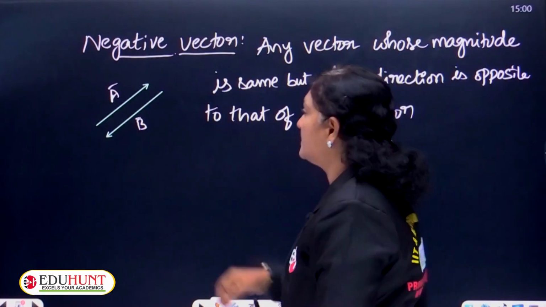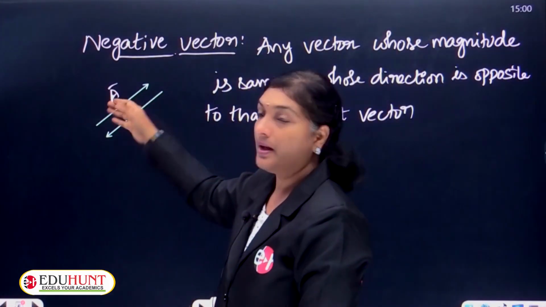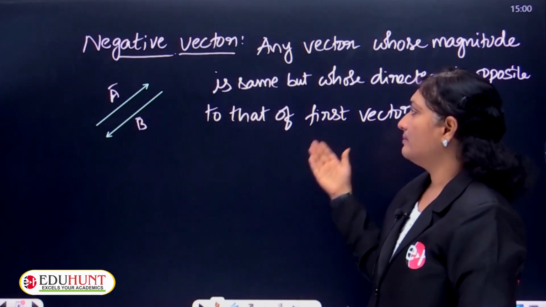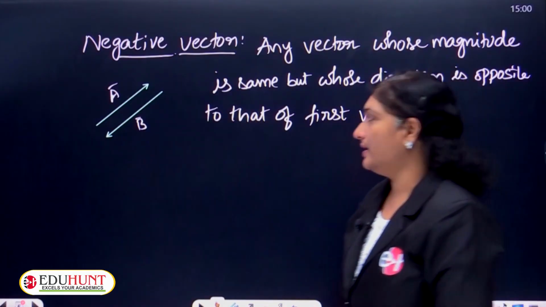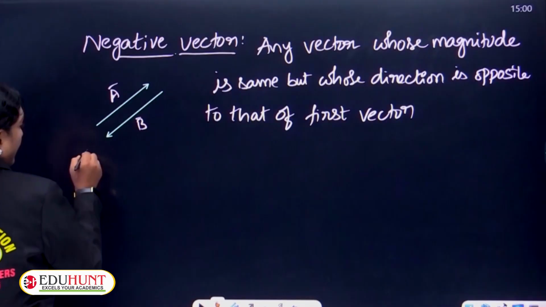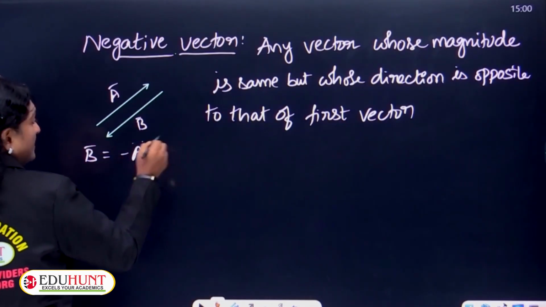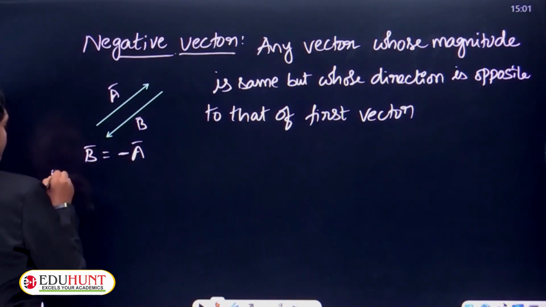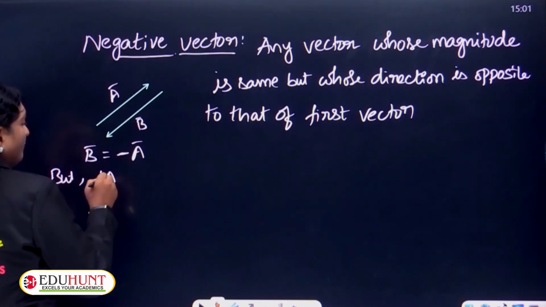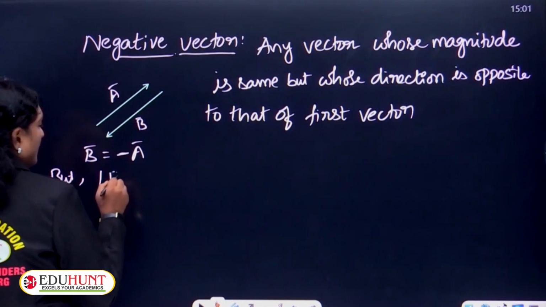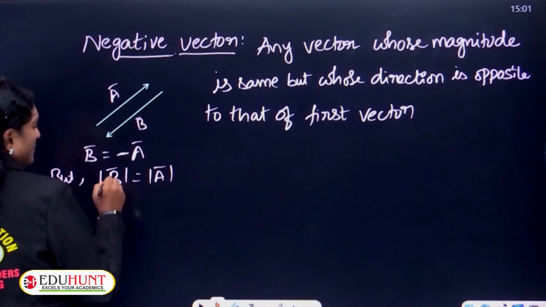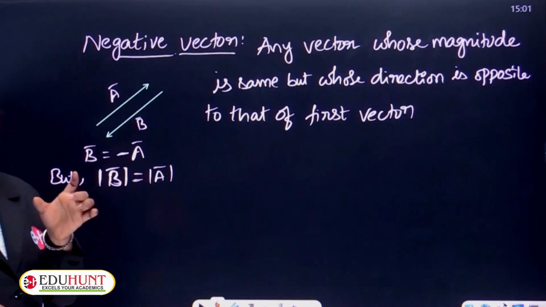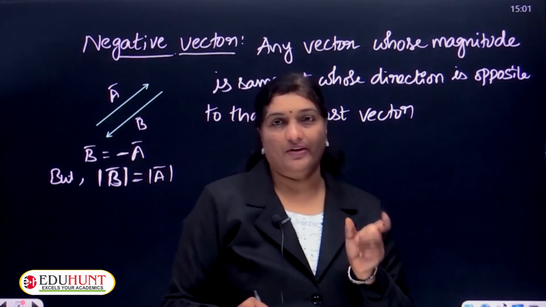So what I'm trying to say is, any vector whose magnitude is the same but whose direction is opposite to that of the first vector, we can say that B bar is a negative vector of A bar. So clearly we can conclude that the value of B bar is equal to minus A bar. But the magnitude of B bar is equal to the magnitude of A bar. Magnitude only indicates the numerical part, how much the value is, okay?